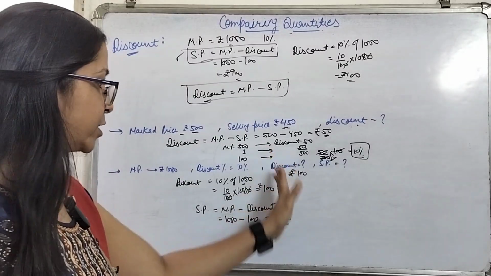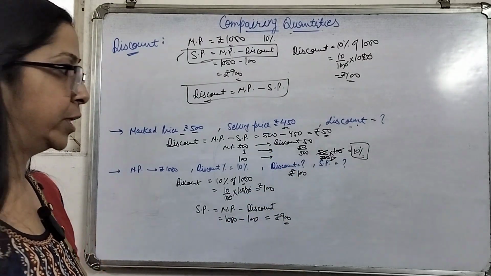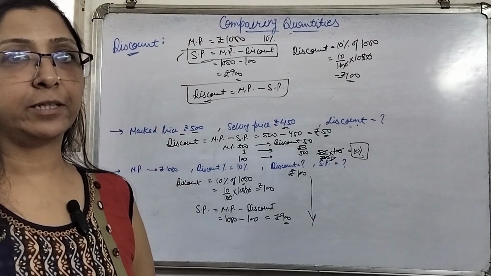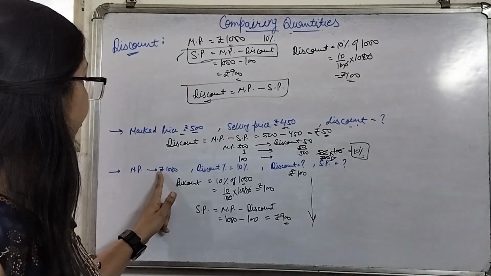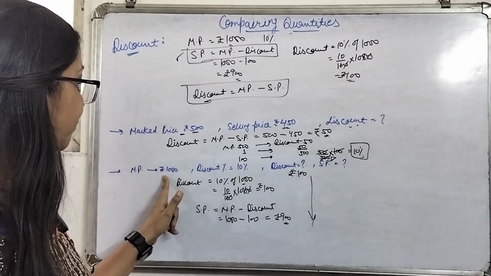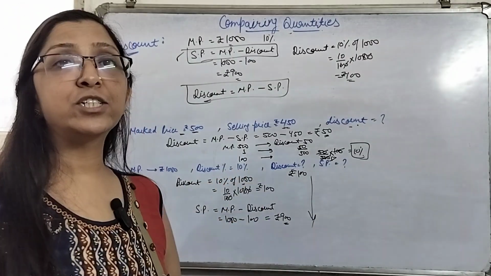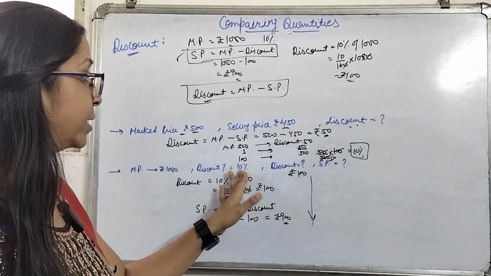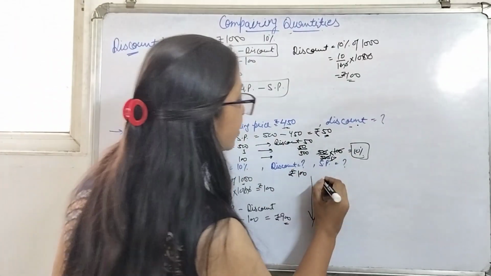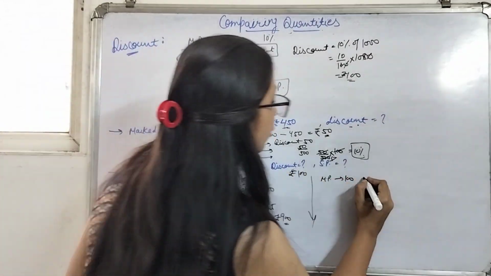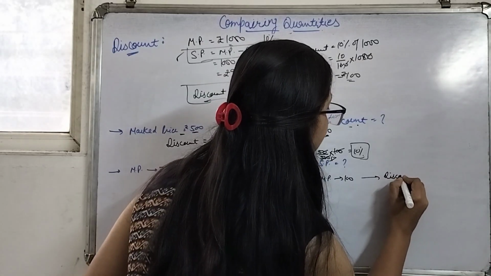Another method: this was the percentage method, we have calculated it. If instead of this we calculate it by the unitary method, then what will it be? If marked price is 1000 and discount percentage is 10%, that means if marked price is 100 rupees, then your discount is 10 rupees.